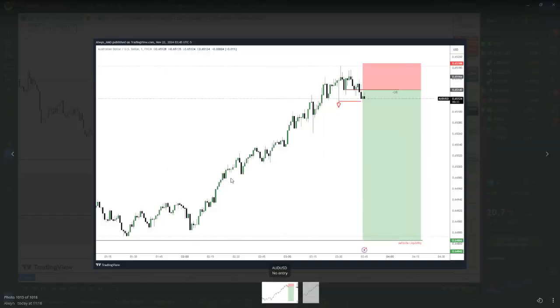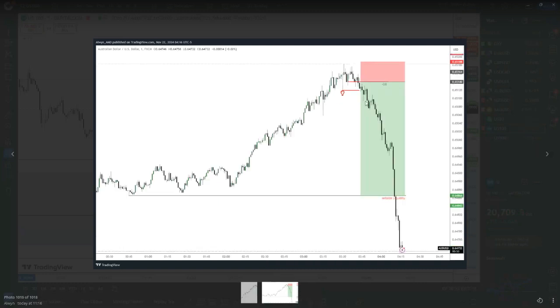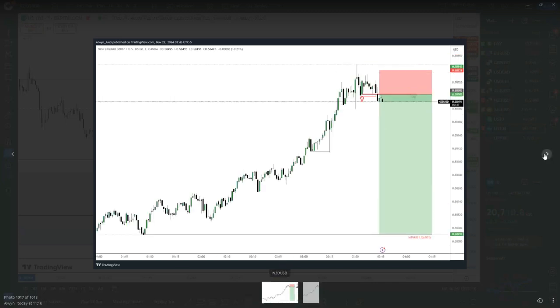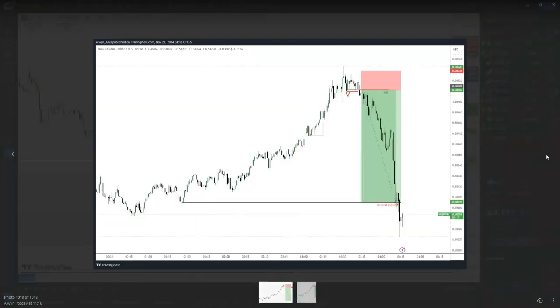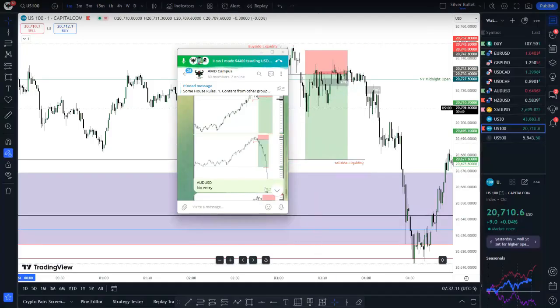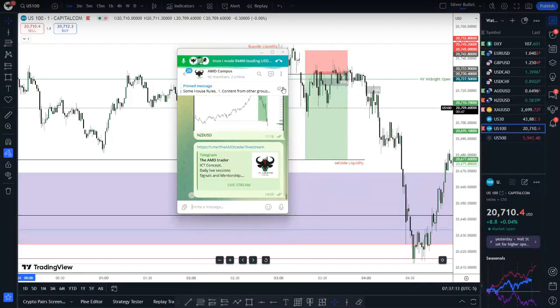This was OZ. Look at this on OZ here. On OZ, we couldn't get an entry. We were looking for an entry here, but we didn't get one. Price simply moved to the downside with no entry on OZ. But we also had an entry here on Kiwi. Proof of structure, this is a Silver Bullet as well, and Kiwi also moved to the downside, followed by NASDAQ. Where's NASDAQ? Did it share something? No. There is a setup on NASDAQ as well.